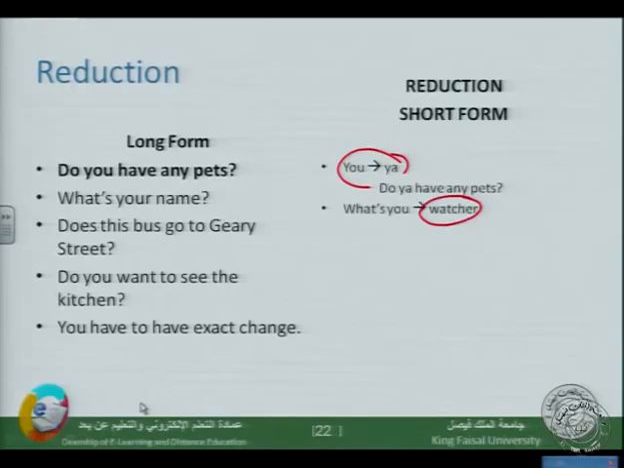Also, we said, what's your name? What's you? It should be whatcha. What's your name? Repeat after me, okay? What's your name? And here, where is the reduction? Go to. It should be gotta. Gotta. Does this bus gotta get a street?